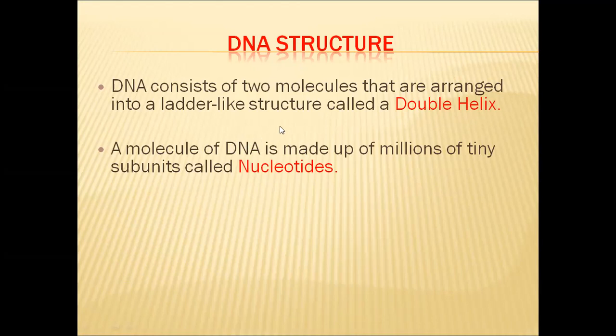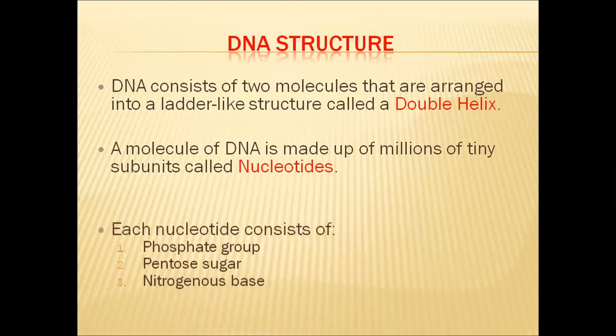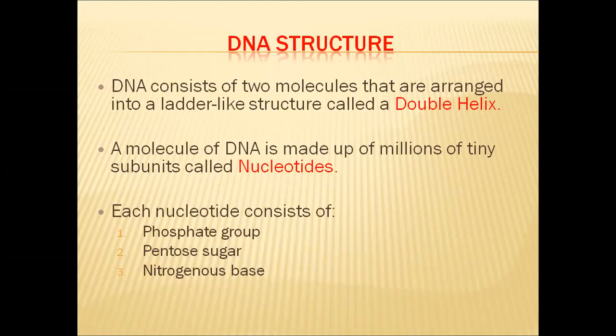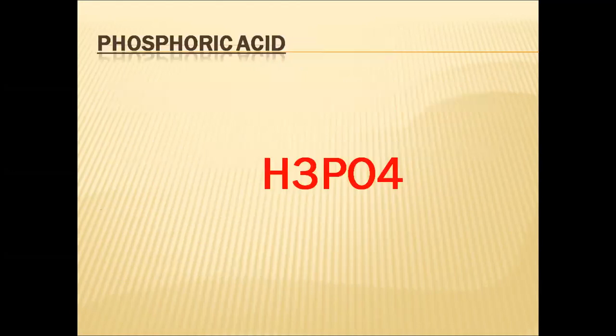So each DNA molecule has two polynucleotide chains. Each polynucleotide chain is made up of many nucleotides. Nucleotides are the structural units of the polynucleotide chain. Each nucleotide consists of three components: the phosphate group, second is pentose sugar, and third is nitrogenous base. Let us see these three components in detail.